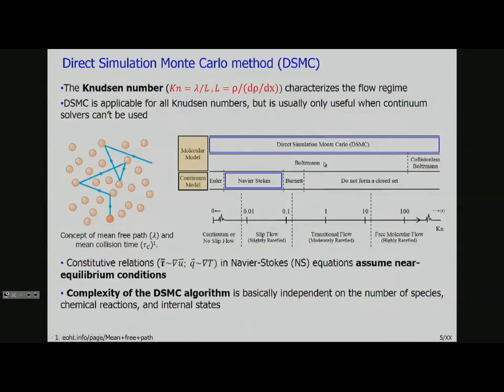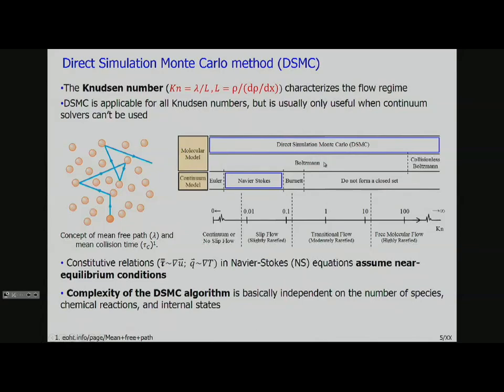So now, getting more into the direct simulation Monte Carlo method, or DSMC. The first key principle we have to talk about is the Knudsen number. I believe you talked about this already. That's the mean free path, which is the average distance your molecules travel before colliding with another molecule, divided by your length scale. And the length scale is specific to your problem. And this characterizes your flow regime.